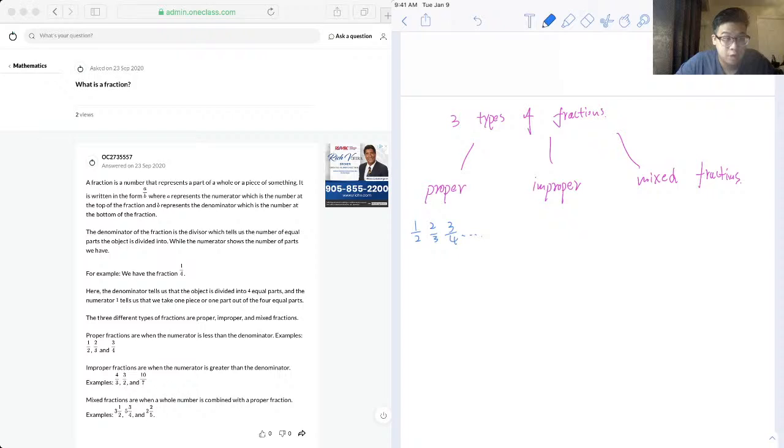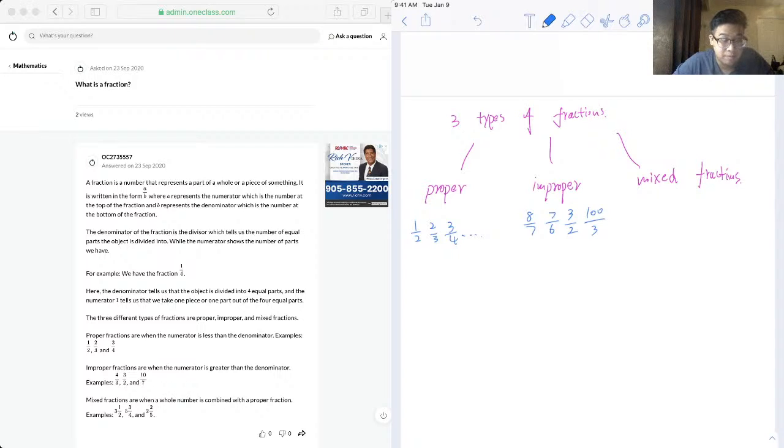And improper fractions are where the numerator is greater than the denominator. Some examples could be 8/7, 7/6, 3/2, or say 100/3. Those are what we call improper fractions.